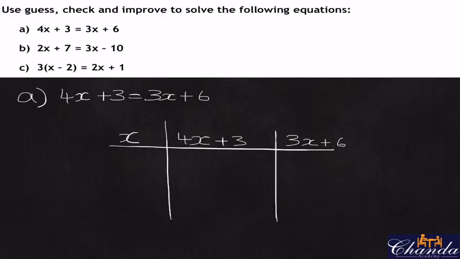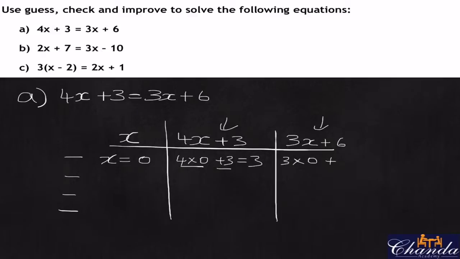And what we're going to do is we're going to try out different values of x and see what ends up giving us the same answer for this and this. Okay, so let's start with a standard one. So let's start with x equals 0. With x equals 0, it becomes 4 times 0 plus 3, which is basically 0 plus 3, which is 3. And this becomes 3 times 0 plus 6, which is equal to 6. So obviously that's not correct.